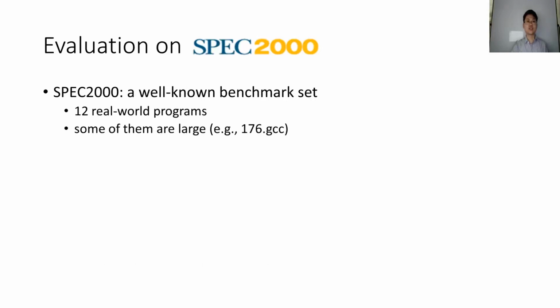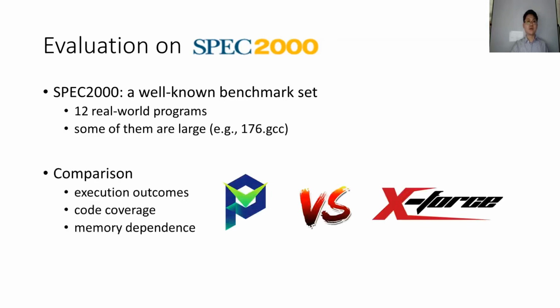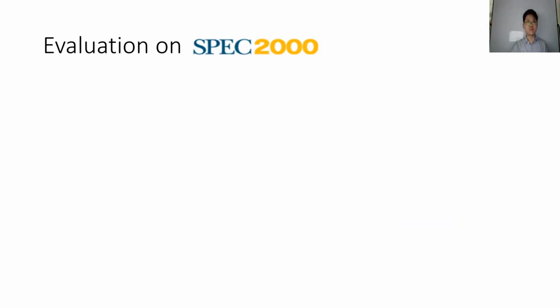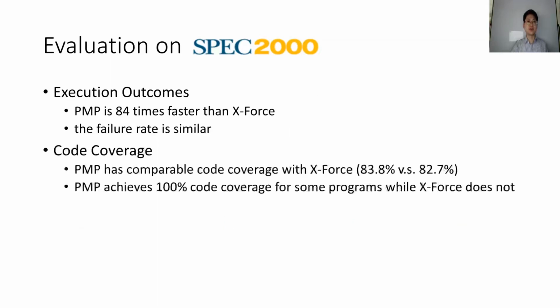We choose SPEC 2000 for the purpose of comparison as it was used in X-Force. The comparison is performed on different aspects. The evaluation results show that PMP is 84 times faster than X-Force with a similar failure rate. PMP has compatible code coverage with X-Force, which is around 83% on average. For some programs, PMP achieves 100% code coverage, while X-Force does not.